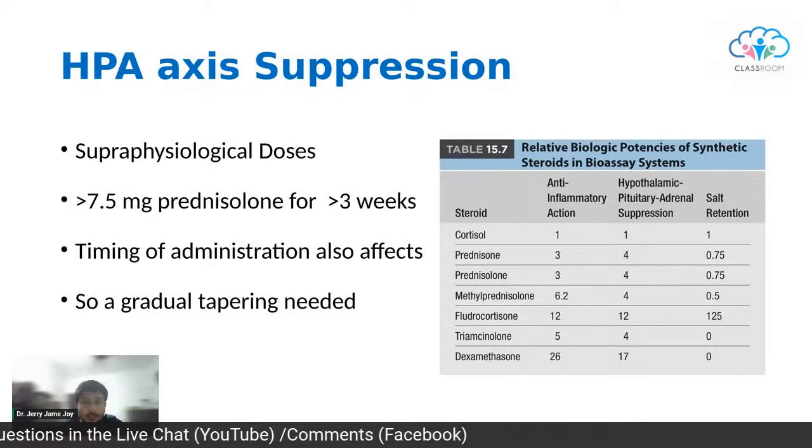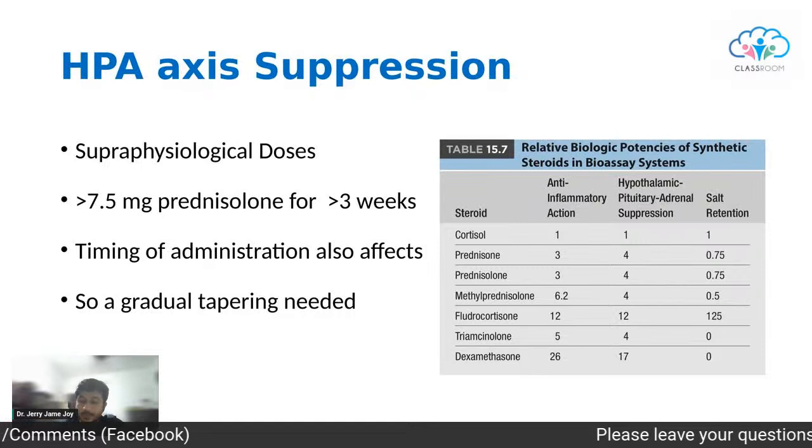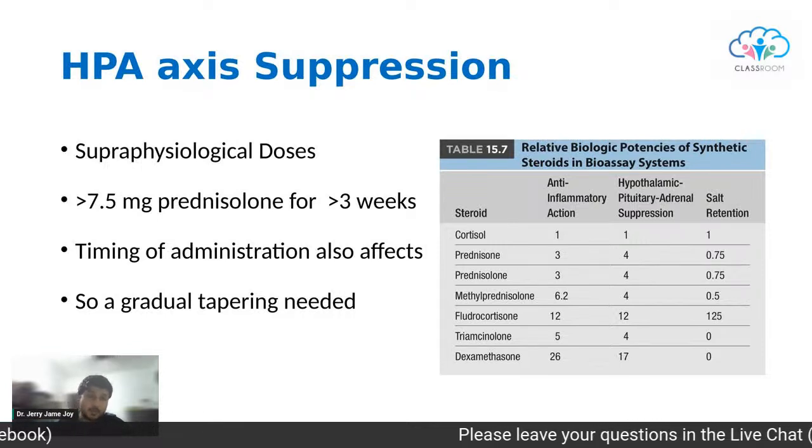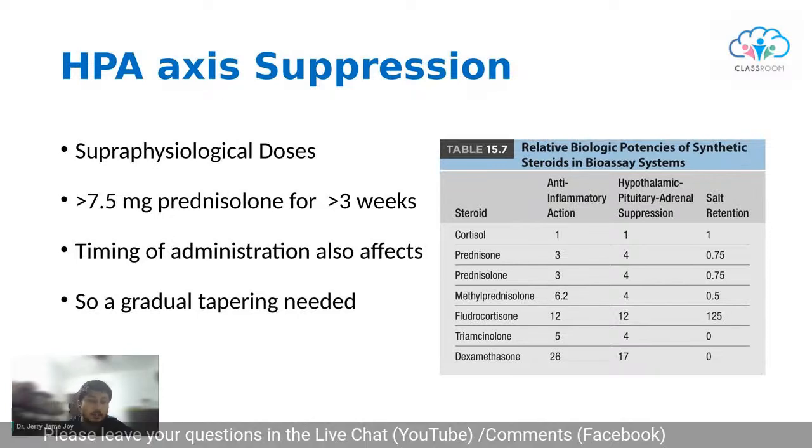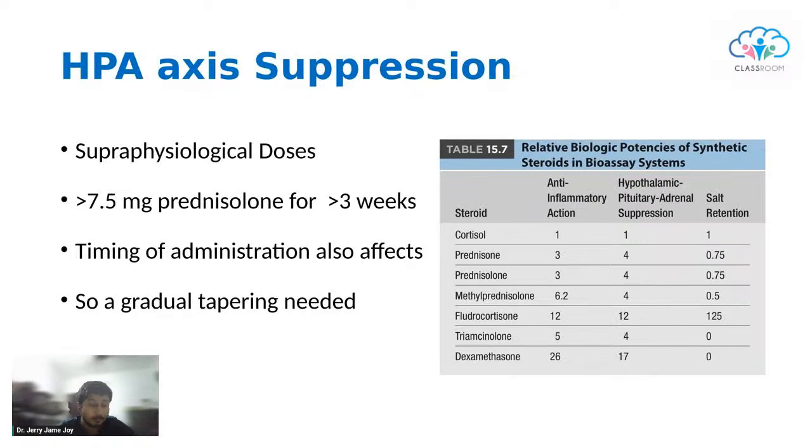When more steroids are produced, the subsequent production of ACTH is reduced. This usually happens with supraphysiological doses, and in any patient who receives more than 7.5 milligram of prednisolone for more than 3 weeks, we should anticipate HPA axis suppression. Along with that, the timing of administration of the steroid also matters.